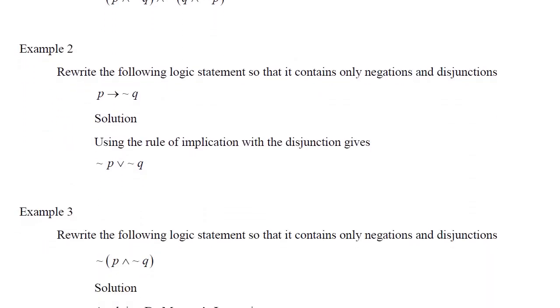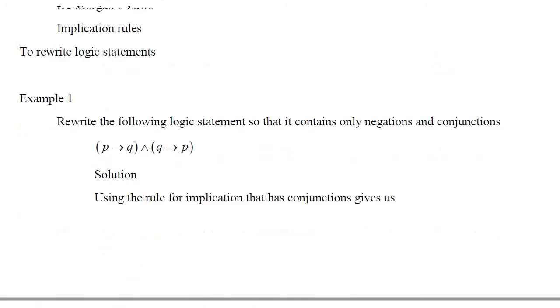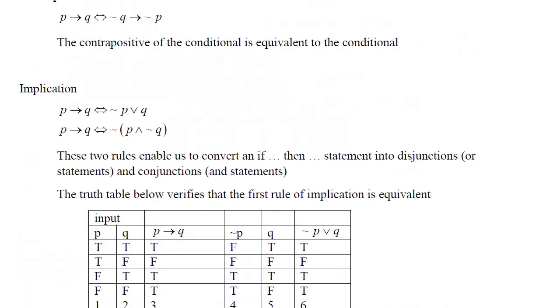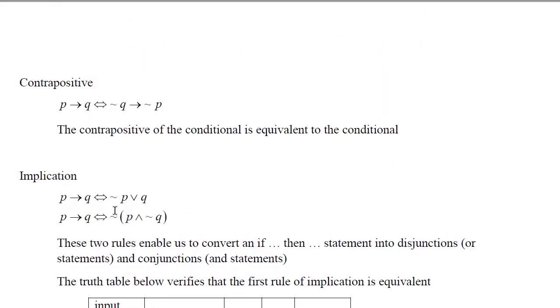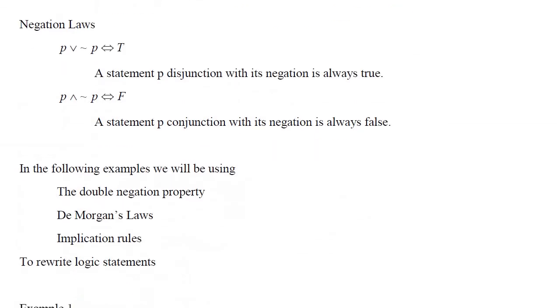Example number 2. So I have the statement, if P then not Q, and we want to rewrite this using only negations and disjunctions. That's my OR statement. So if I go back up to my rule for implication, to convert an arrow statement to an OR statement, I have to negate the front one and then keep the second one the same. Negate the front one and keep the second one the same.